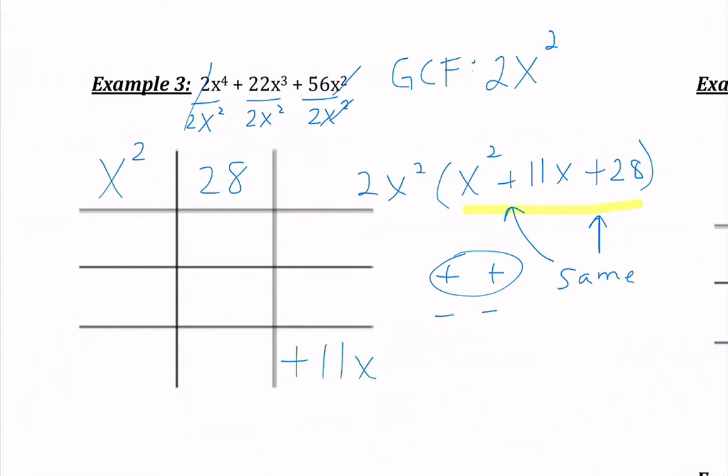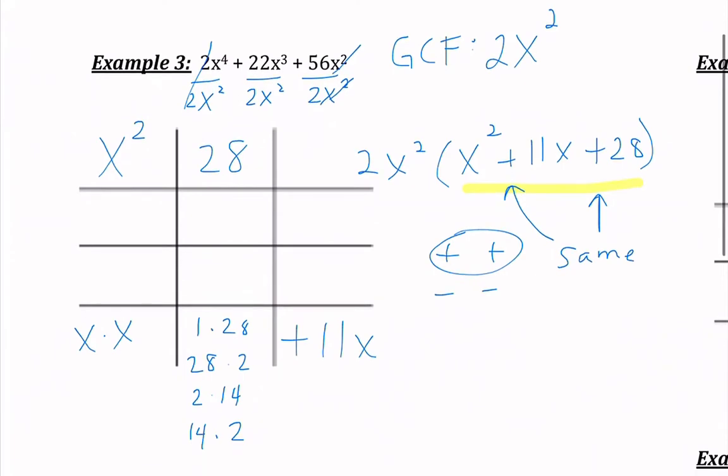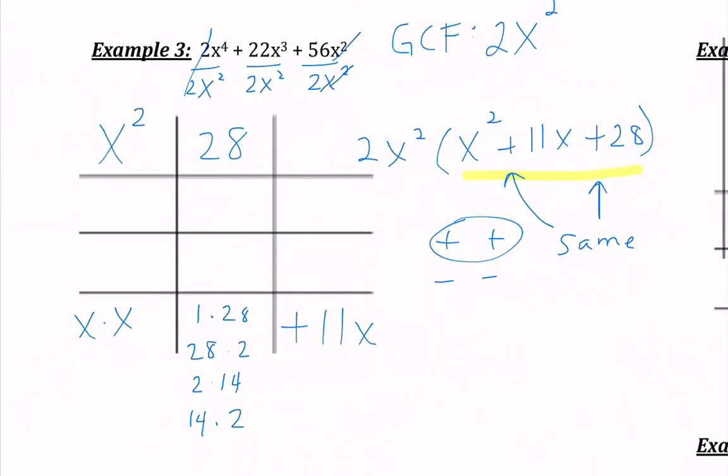So now to find the factors of x squared, it's x times x. My factors of 28 are 1 times 28, and do the reverse of that. 2 times 14. 4 and 7. Okay, so those are all my factors. So I'm going to go ahead and put each of these x's in the boxes.